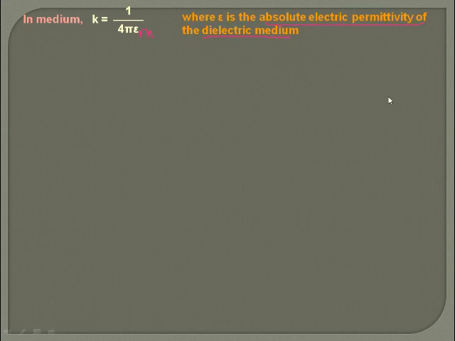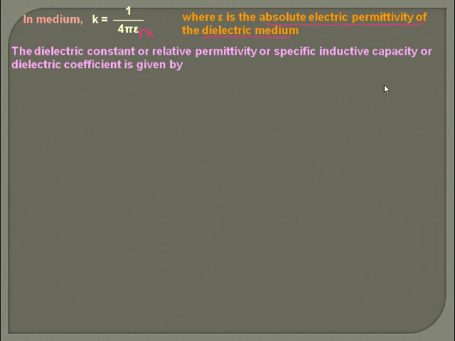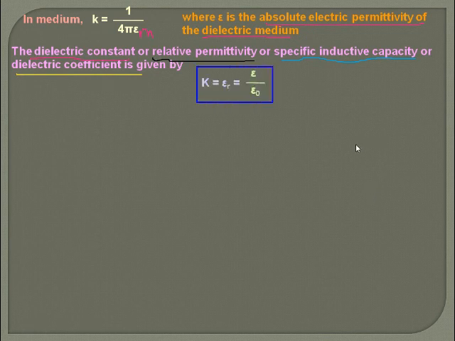Now one more term we have to define here. The term is dielectric constant. It is also termed as relative permittivity, or specific inductive capacity, or dielectric coefficient. In all these four terms, we are talking about a single term, relative permittivity. Relative permittivity is denoted by epsilon r or K.